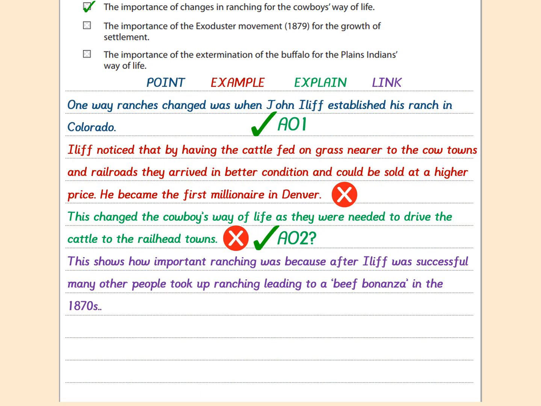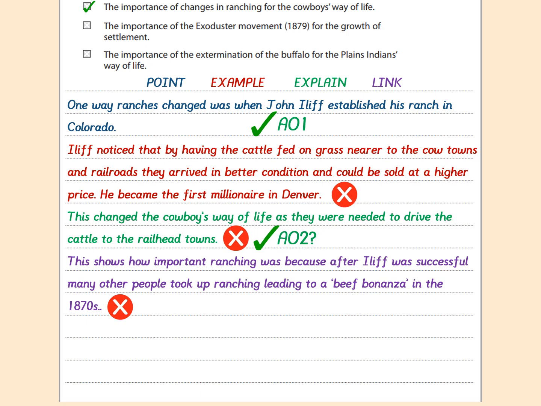I attempt, though, to link it back to the cowboy's way of life here, but am I truly successful? Well, possibly, but I doubt it somehow. It depends on how generous the examiner was feeling at this time, but I would be inclined to say that they probably wouldn't give you any AO2 marks there because it's not really related to the importance of changes in ranching. And the last bit is definitely not linked to the importance of changes in ranching.